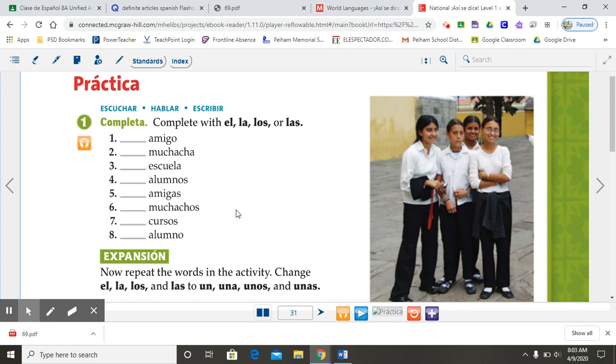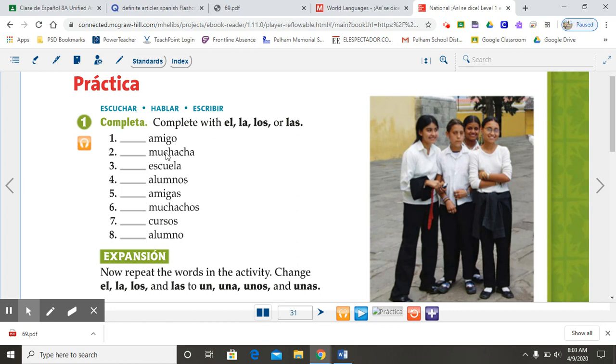Okay, welcome back. Hopefully you did these or you tried to do as many of these as you could. Now let's go over the answers. Number 1 should be el. El amigo. Why? Because if you look at the end of the word amigo, which means friend, it ends with O. If a word ends with O, it tells you that it's masculine. And there's only one friend, no S at the end. So it's going to be el.